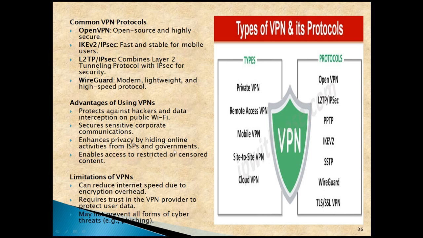and enables access to restricted or censored content. Limitations of VPNs: it can reduce internet speed due to encryption overhead, because encrypting data consumes a lot of time and the speed is reduced. It requires trust in the VPN provider to protect user data. It may not prevent all forms of cyber threats like phishing, which is you giving your information voluntarily to the attacker.